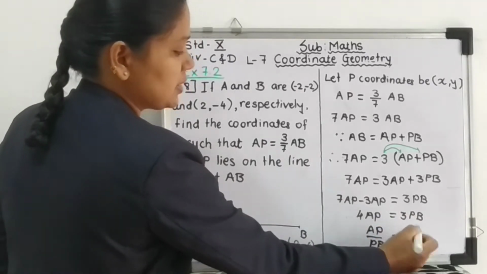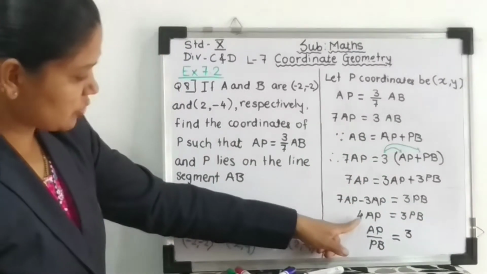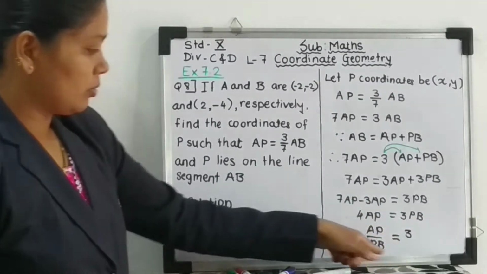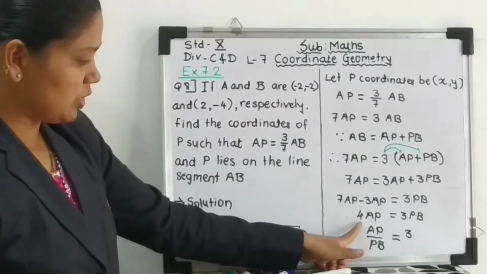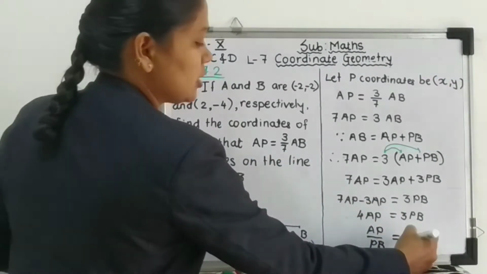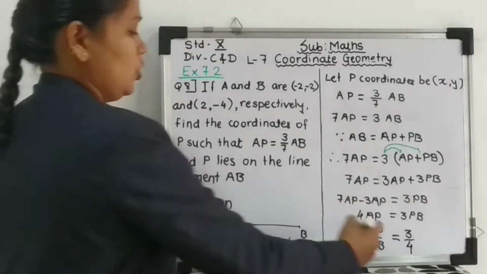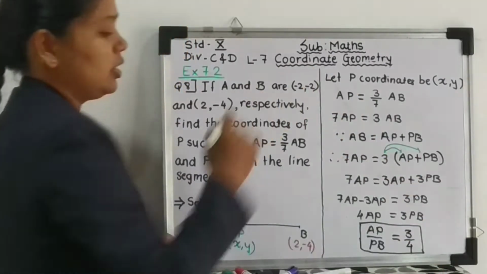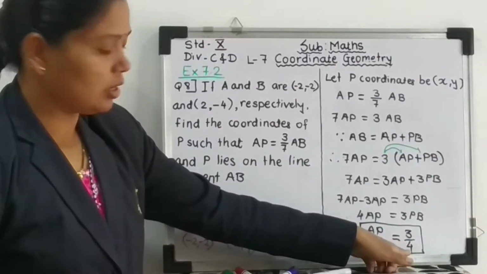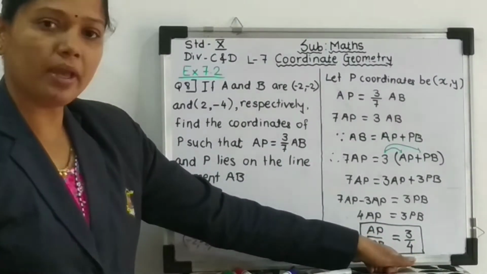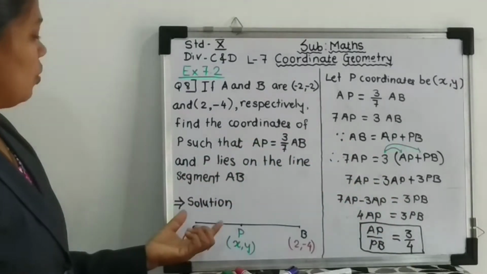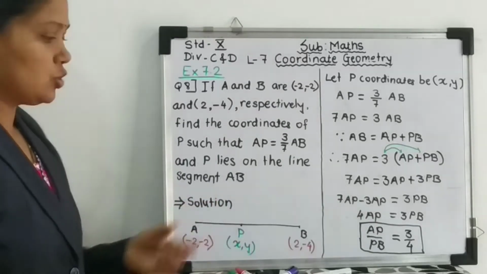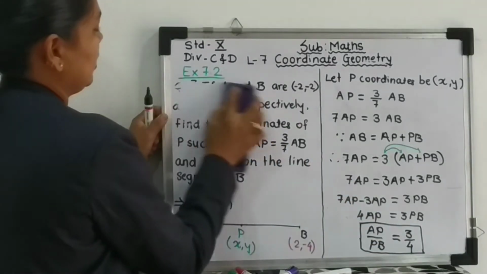Now 3 we will place at its place only. This 4, simultaneous action we are going to do. AP, PB, PB we have transposed. Now this 4 is multiplied, just transpose it here and it divides. So our ratio is 3 upon 4. So m1 is to m2 equals 3 by 4. Got it? Now it is easy to find the x and y coordinates. So let us find those x and y coordinates.